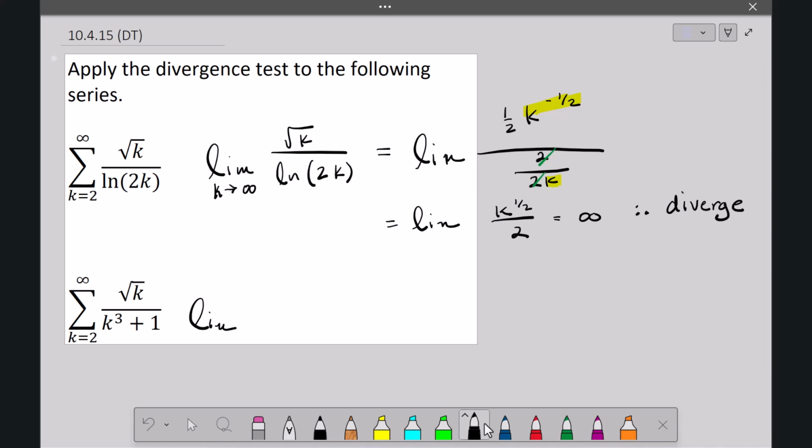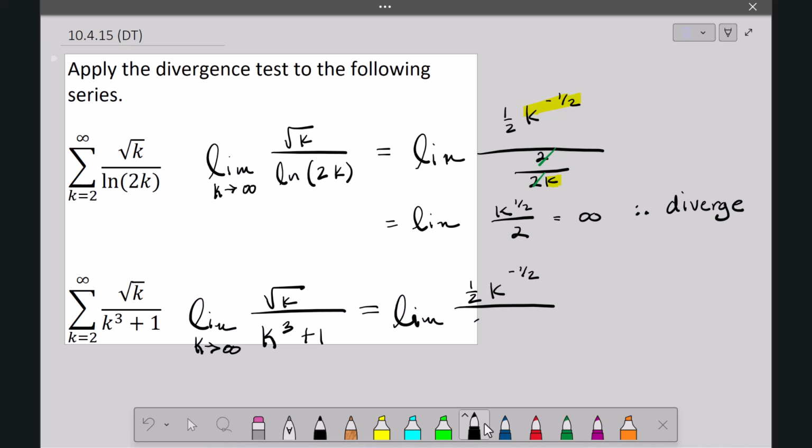We're going to take the limit as k goes to infinity of the square root of k divided by k cubed plus 1. Once again, we have this indeterminate form. We get infinity over infinity, so we apply L'Hopital's rule. We will take the derivative of the numerator and the derivative of the denominator. So the numerator's derivative is 1/2 k to the minus 1/2. The derivative in the denominator is 3k squared.